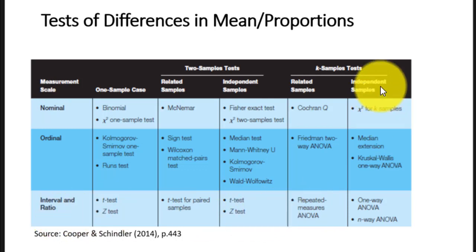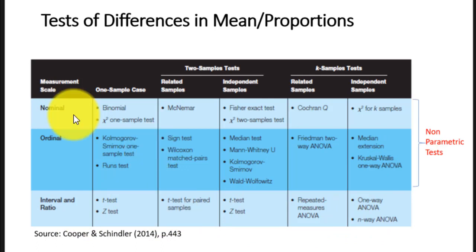In case of more than two independent samples, chi-square test can be used for nominal scale variable. Median extension and Kruskal-Wallis test can be used for ordinal scale variable to test significant difference in the median ranks. One-way ANOVA and N-way ANOVA can be used for numerical scale variable. Here you must remember tests of hypothesis with nominal and ordinal scale variables are called as non-parametric tests, and with numerical scale variable these are known as parametric tests.